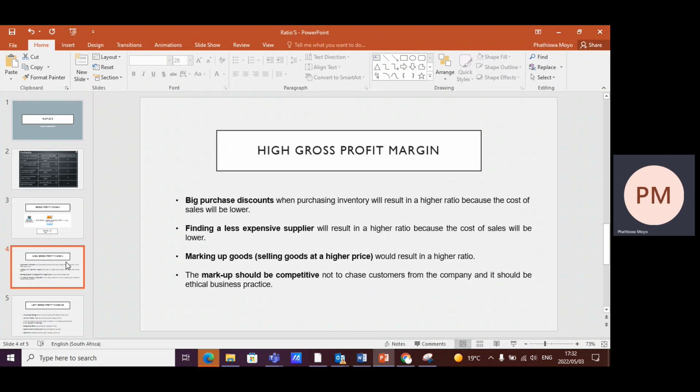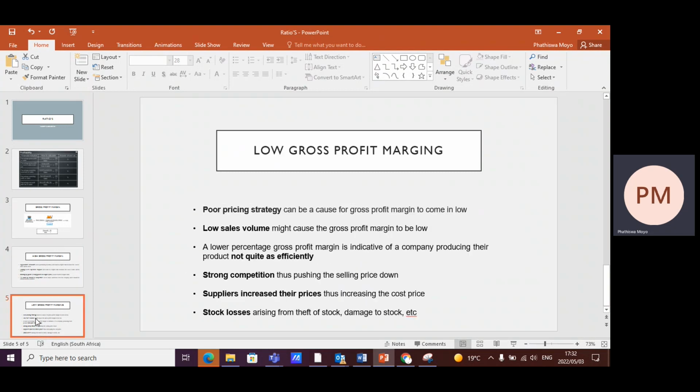Four, the markup should be competitive, not to chase customers away from the company, and it should be ethical business practice. So what are the points that you can write when the gross profit margin is low? It means there's a poor pricing strategy. You're acquiring something at 20 Rand only to sell it at 21 Rand. I mean, really. You're actually not even covering any cost related to acquisition, like transport. So it's sometimes poor pricing strategy that results in a low gross profit margin.